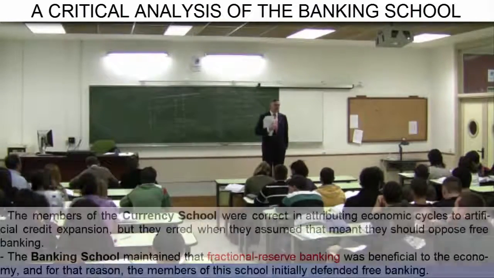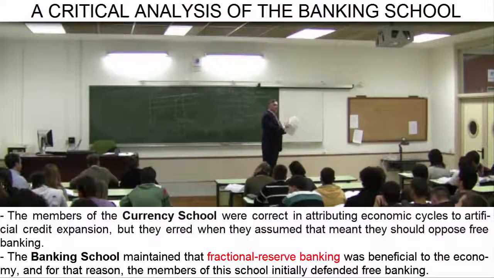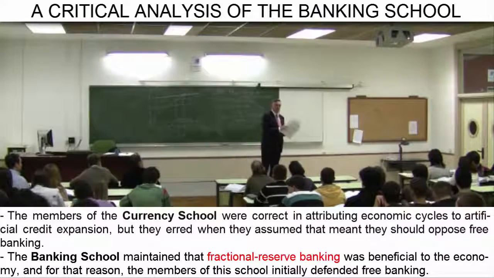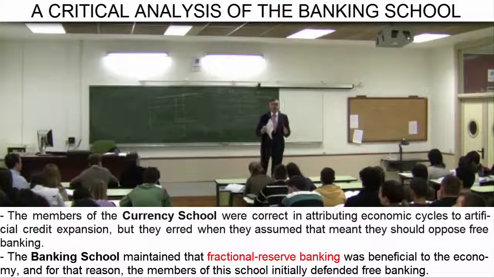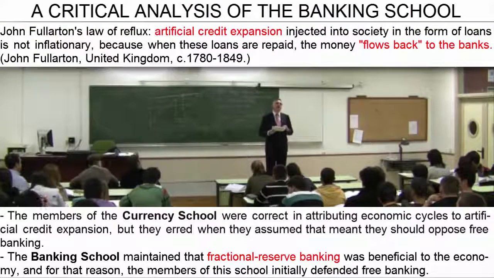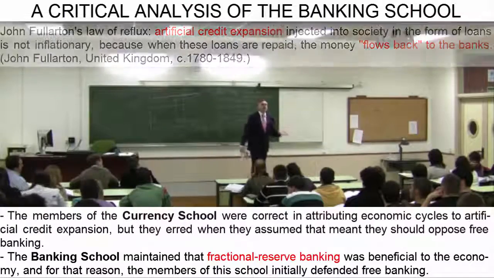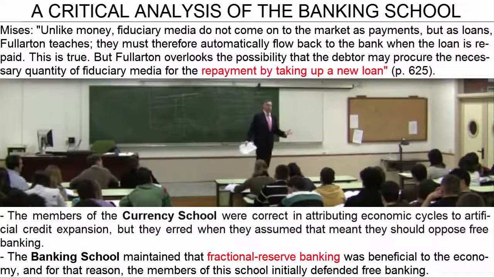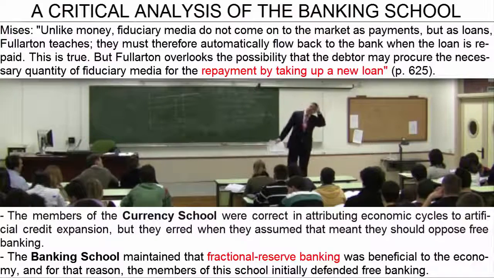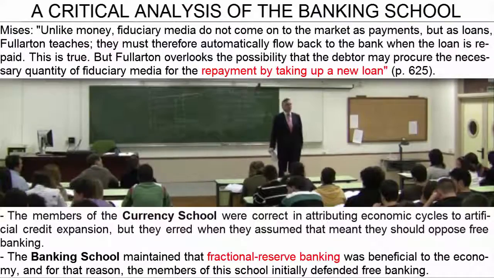Members of the currency school were correct in their criticism of banking school theorists. The theorists of the banking school were seeking to justify the practices of fractional reserve banks. They developed a number of theories. For instance, Fullerton's law of reflux: do not worry about expanding credit without the backing of saving, because that credit later flows back to the bank when entrepreneurs pay the discounted bills. Of course, that is a fallacious argument, because if the process of credit expansion continues, there is no reason loans cannot be repaid using newly created loans, and so on.